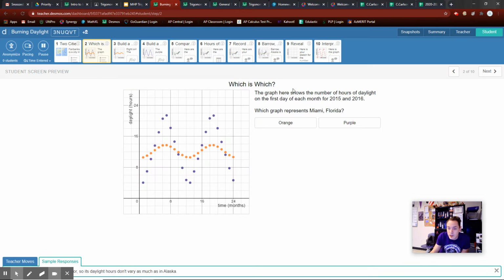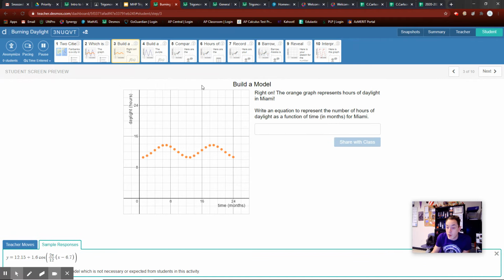The graph here shows the number of hours of daylight on the first day of each month in 2015 and 2016. Which graph do you think represents Miami? Okay, I'm just going to say orange. It doesn't really matter, I can say whatever I want and then move on. And then boom, the orange graph. Awesome. So the orange graph represents the hours of daylight in Miami.